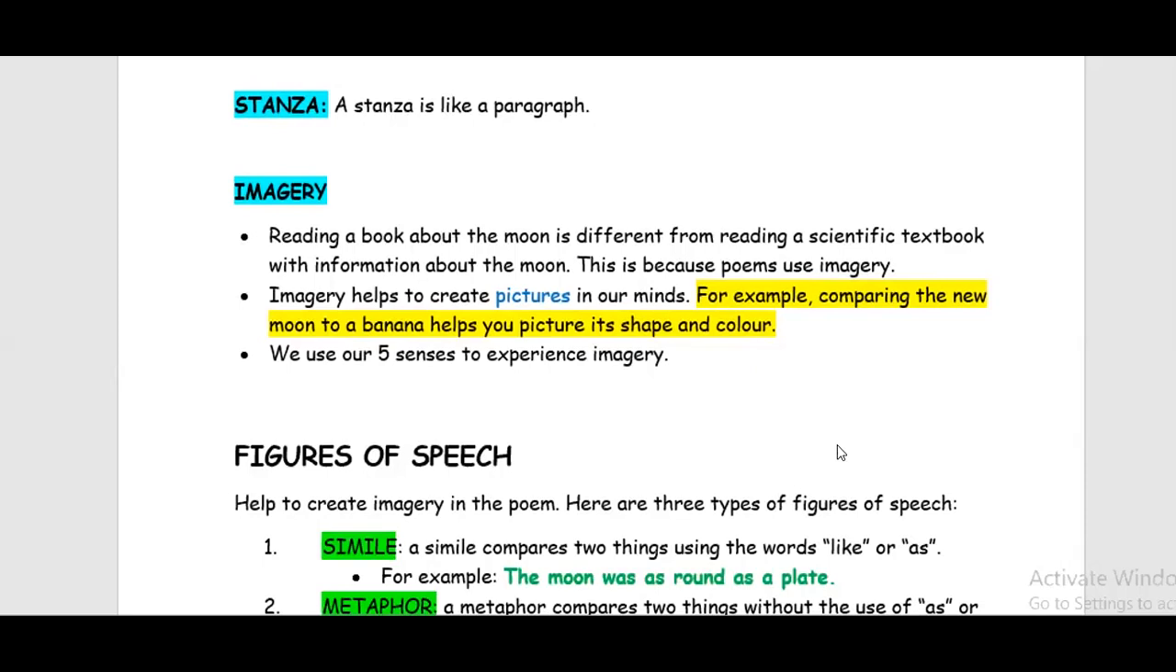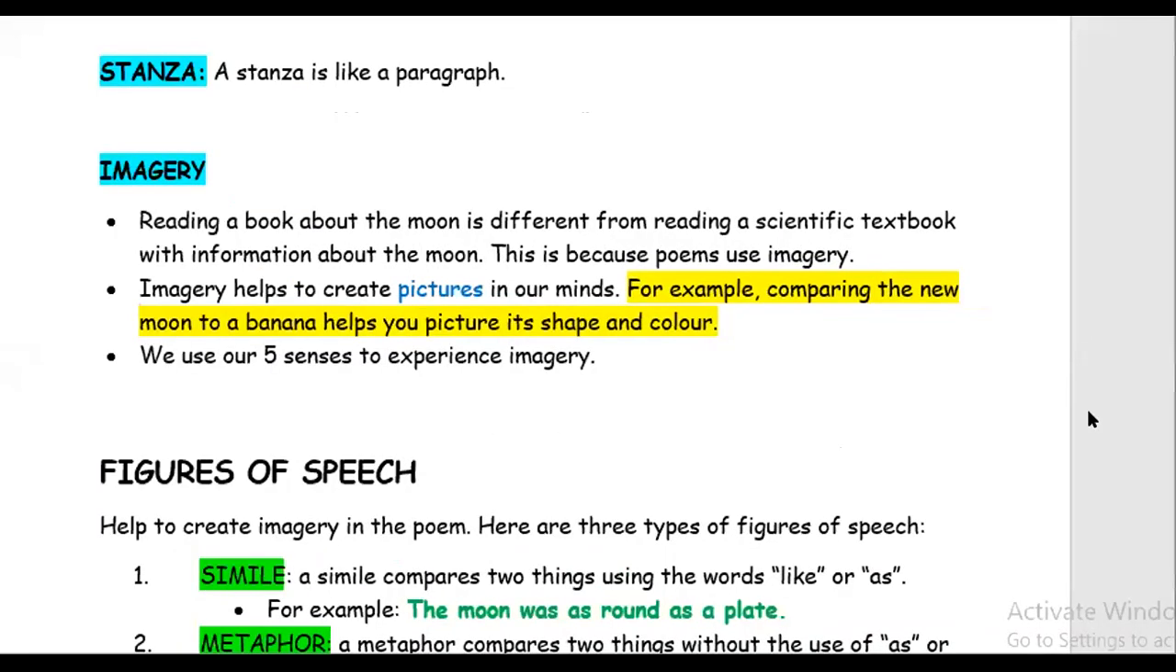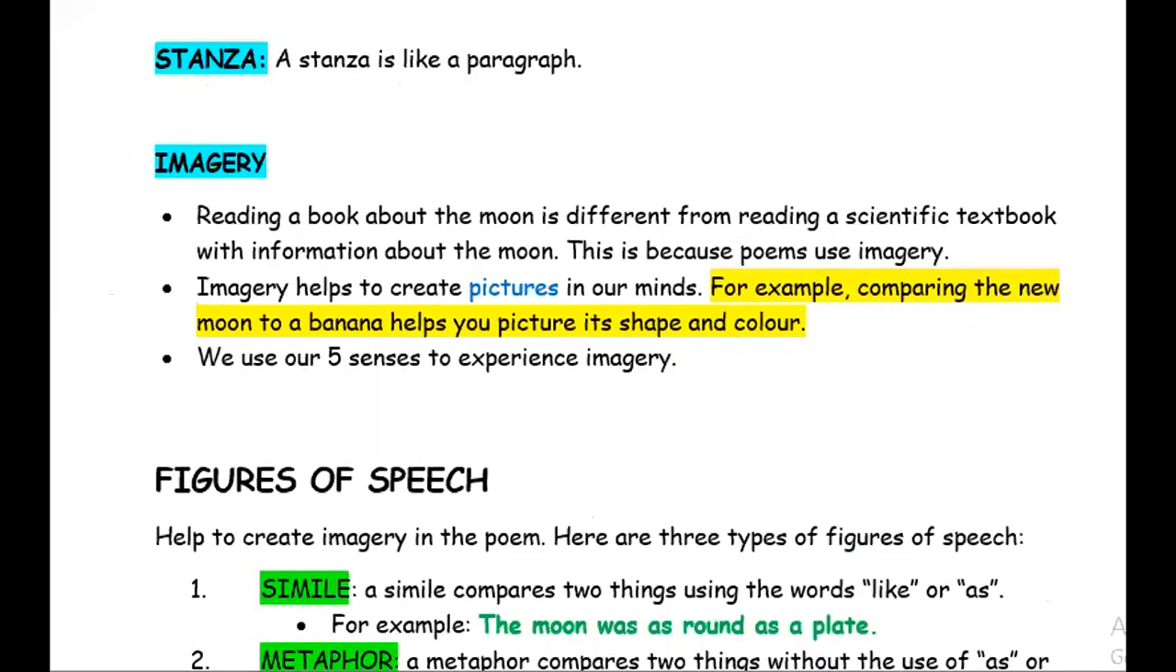Imagery helps to create pictures in our mind. For example, comparing the new moon to a banana helps you picture its shape and color. So just like a banana is bright yellow, the moon could be described to be bright yellow. Just like a banana is crescent shaped, the moon could also be described to be crescent shaped.